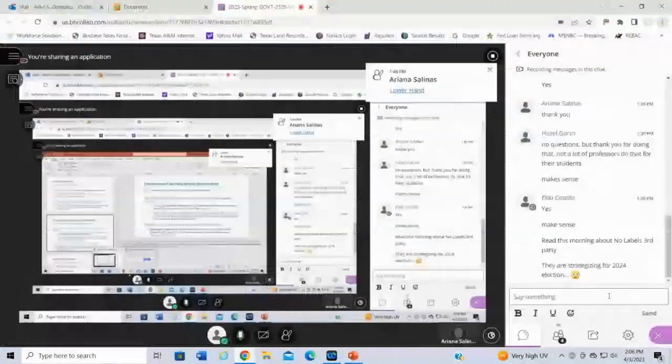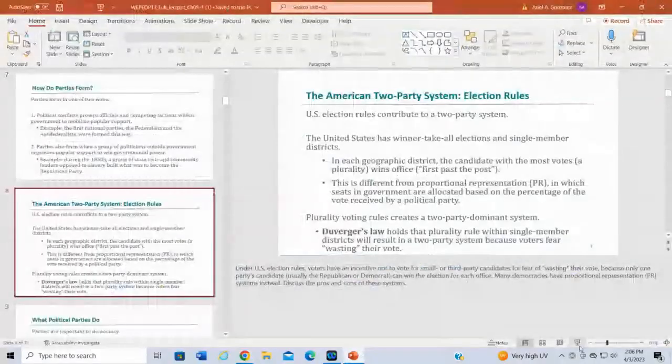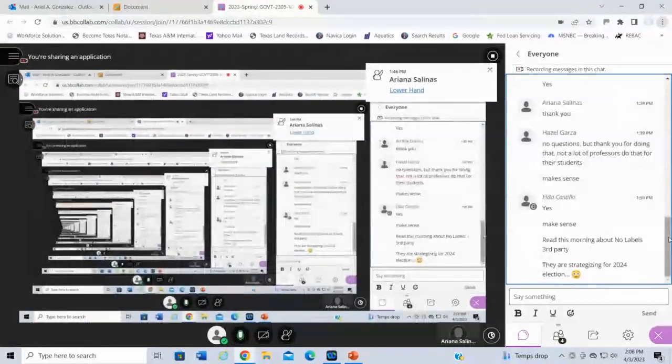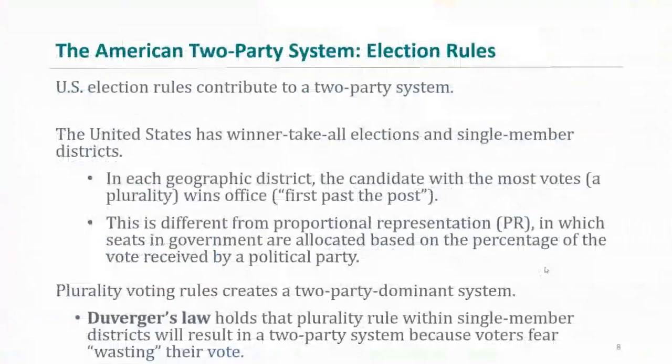Let me go back to the chat here really quickly. Strategizing for 2020. Well, that's good. They definitely need to. Or wait, you're talking about No Labels. Okay, so they're strategizing. I'll look them up in terms of who they are. I have not heard of them, but I definitely will look them up. Are they a new party, I guess?